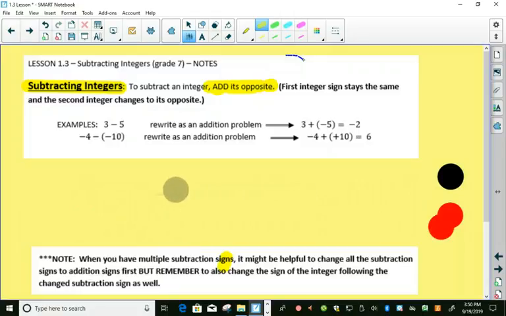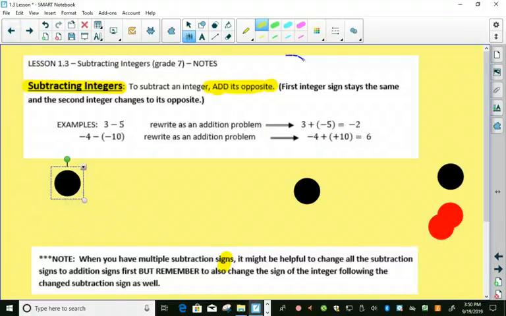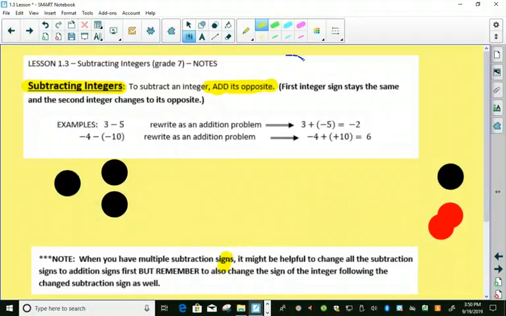I need 3 black, because those are positive. So there's 1, here's 2, and here's 3. And I want to subtract 5, but I currently only have 3 counters. So in order to subtract 5, I actually need 5 black counters. And the only way I can do that is if I add a 0 pair. So here's a red and a black. I haven't added anything to my problem. It's still worth 3, my pile is.